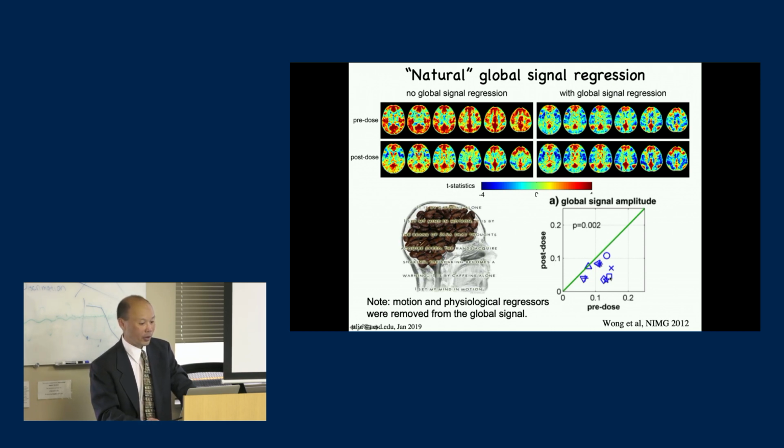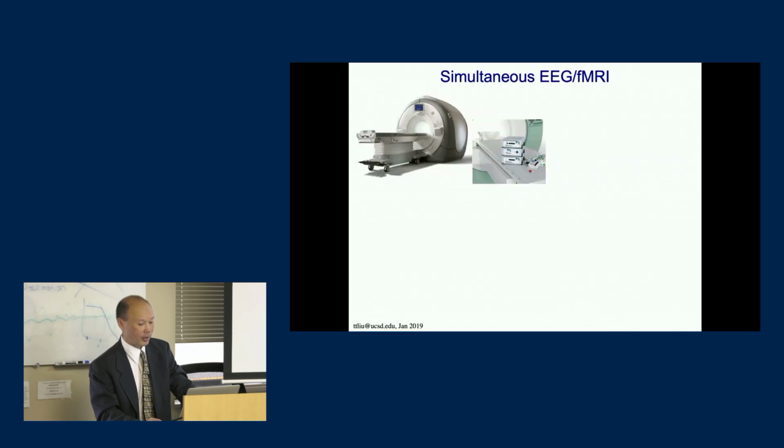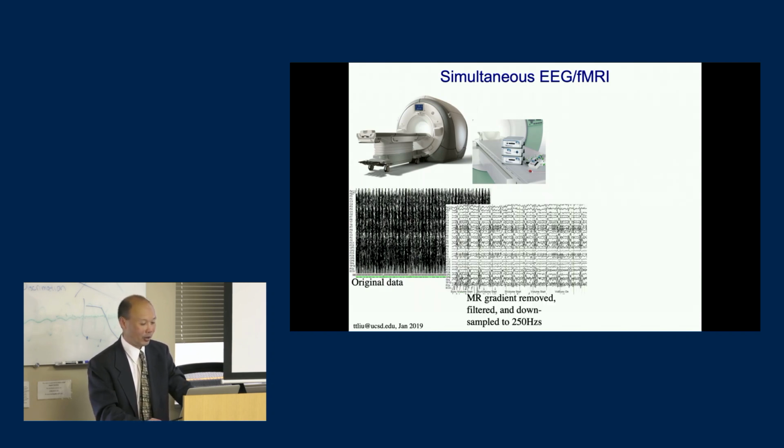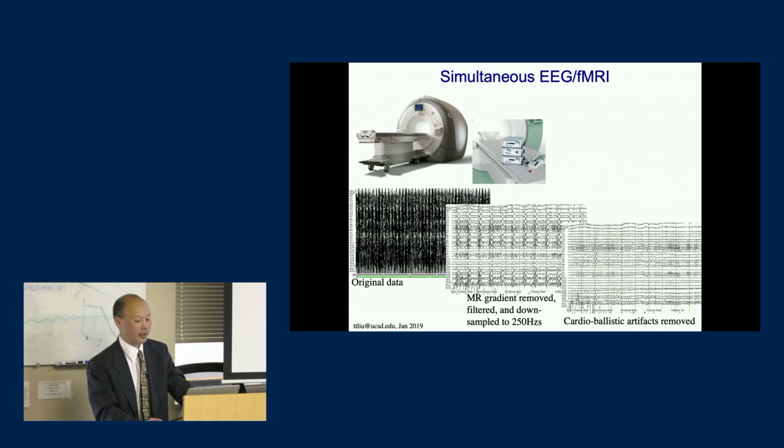Okay. So this got us thinking and started a set of experiments where we use simultaneous EEG fMRI. The problem with the EEG fMRI, for anyone who's done it, is this is what the data look like. The EEG data look terrible, so you have to get rid of the gradient artifacts, then get rid of the cardioballistogram artifacts. And the data are still pretty bad, but at least you can work with them.